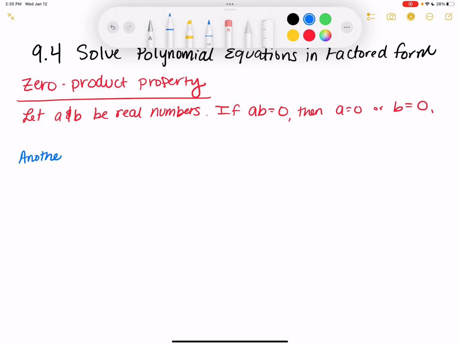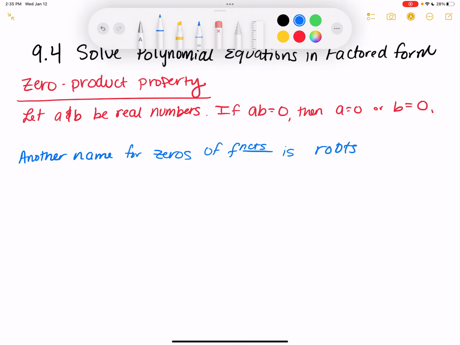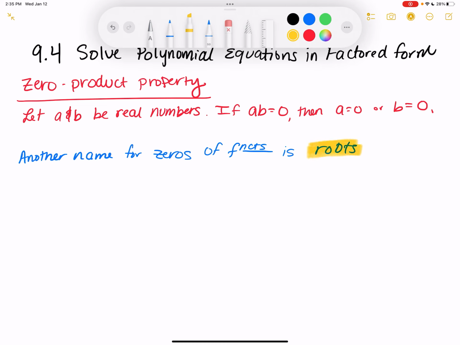Another name for zeros of functions, which is what this would have found for you up here, is roots of the function. Another name for zeros of what? Functions.